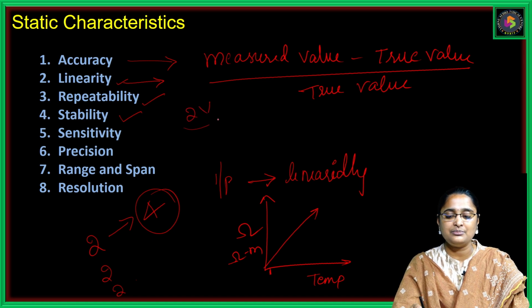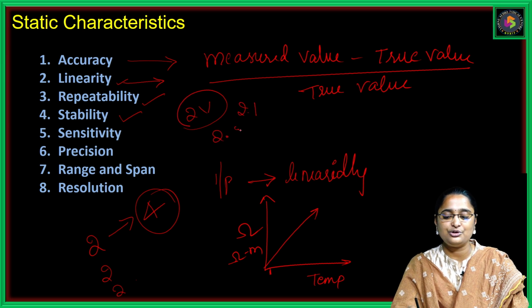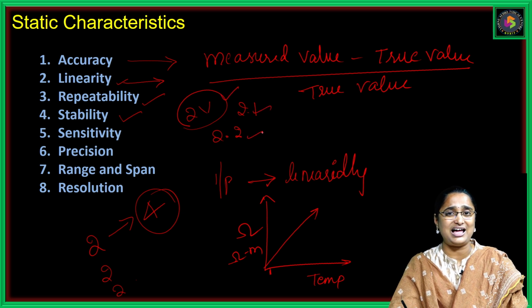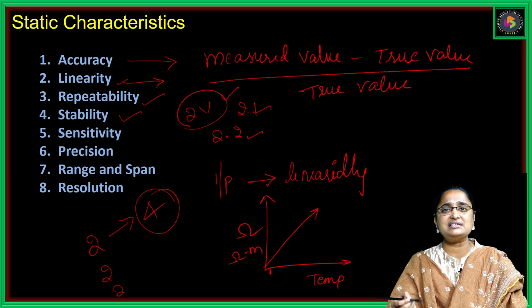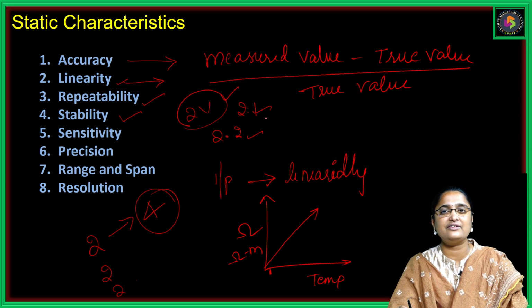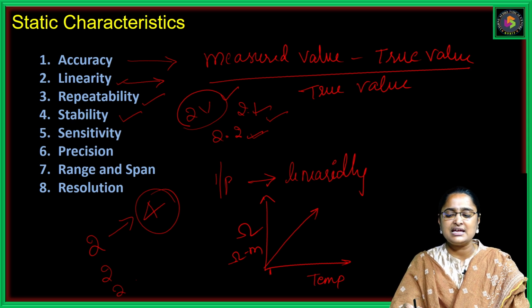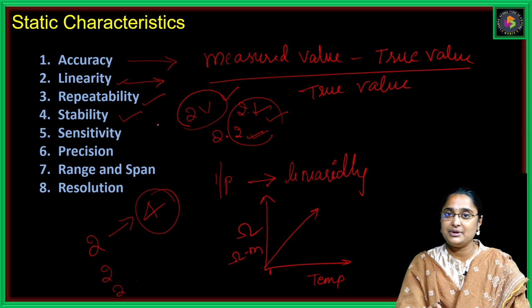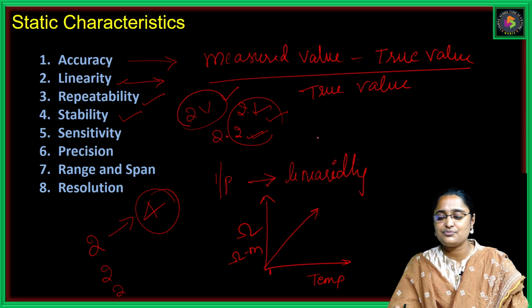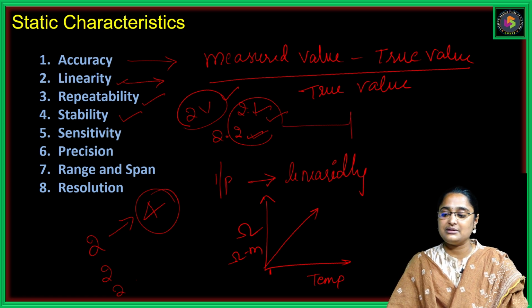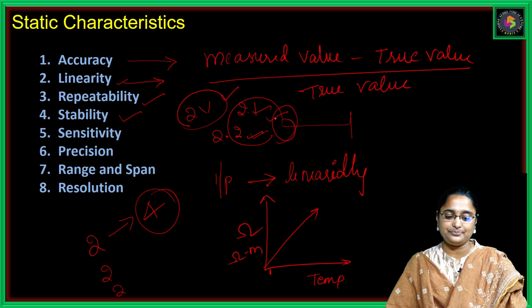Then, while I am noting this 2 volts, it showed me 2.1. Then it showed me 2.2. At the same time, for one reading, if you have many different values, or your voltmeter is very sensitive and giving very different values for one measurement, we say the system is not stable. For a set time period, once the input is taken, the output should maintain a constant value until the input is removed.